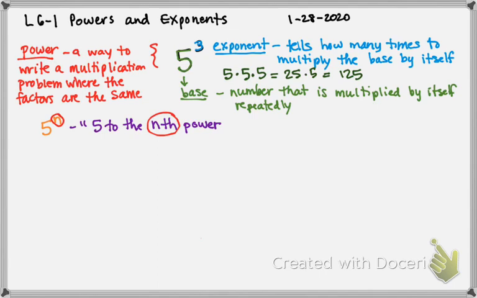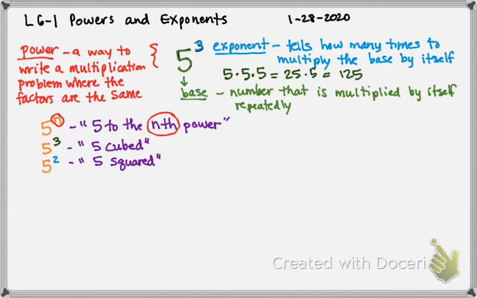Now, we do have 2 special exponents that don't get read that way. The one we just did was 5 with the 3. We don't say 5 to the third power, although normally we would, because he's weird. We read it this way instead: 5 cubed. When I multiply a number by itself three times, that's called being cubed. And then we have another one, which has the exponent of 2. We don't say 5 to the second power. What we say is 5 squared.